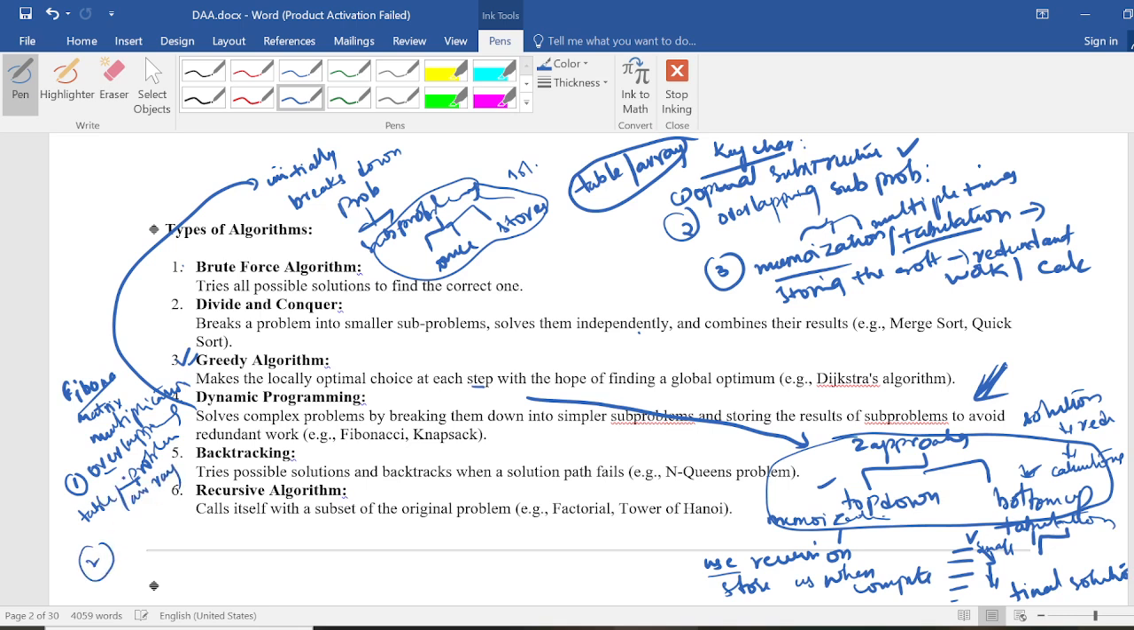The second advantage is that it ensures an optimal solution. The goal of every algorithm is to obtain the optimal solution. These are the two advantages of dynamic programming. First is overlap: if we have overlapping problems, we can reuse the data stored in a table or array. And the second one is the optimal solution, which is the goal of each and every algorithm.